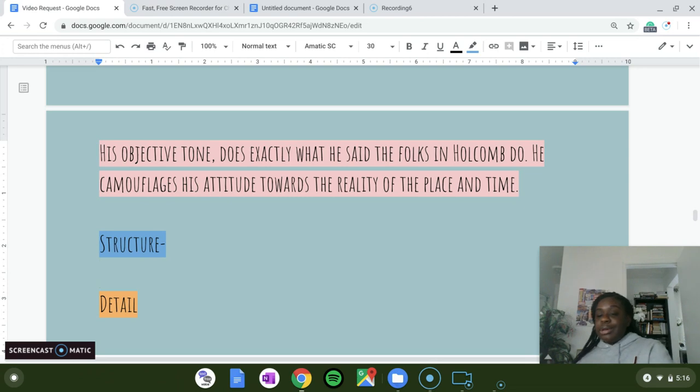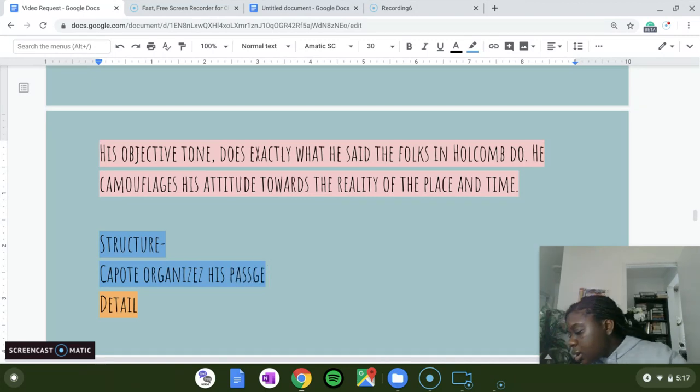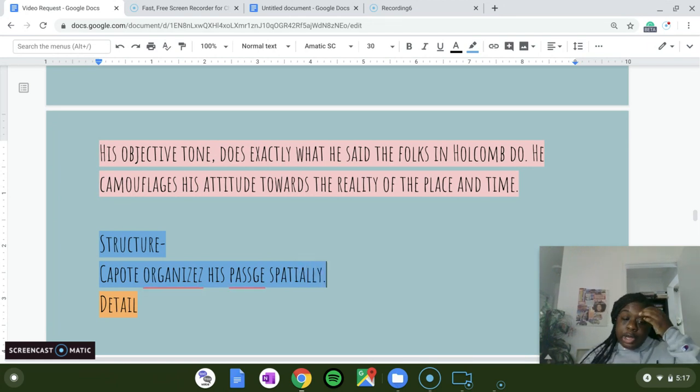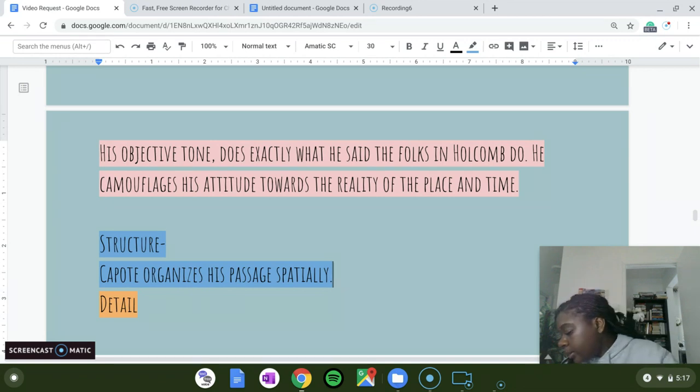So we're going to write down what I just said to you, okay? Capote organizes his passage spatially, as far as how the great distances that we're going to refer to in the next. He brings his reader from the great distance.